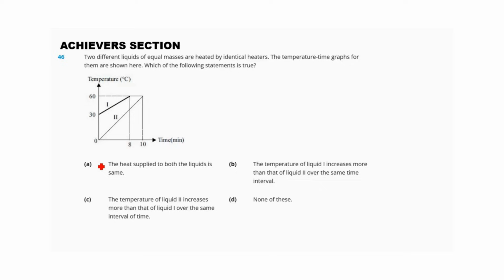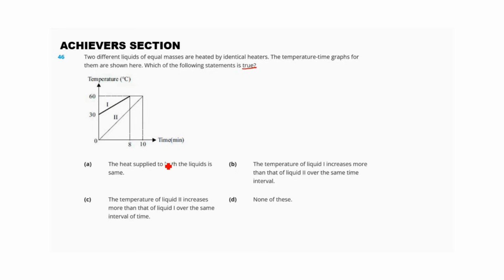Next, question 46. From this question, our achiever section starts. Two different liquids of equal masses are heated by identical heaters. The temperature-time graph for them is shown here. Which of the following statements is true? So here we can see one is at 30, this is for 8 minutes, and then 2 is till 10 minutes. So we have to find out the correct statement.